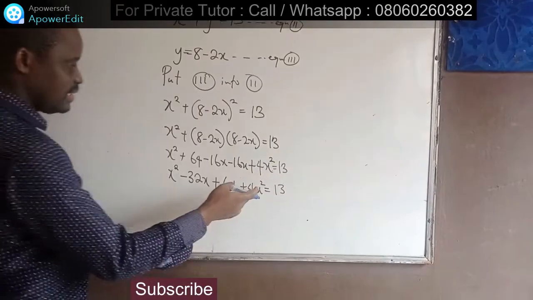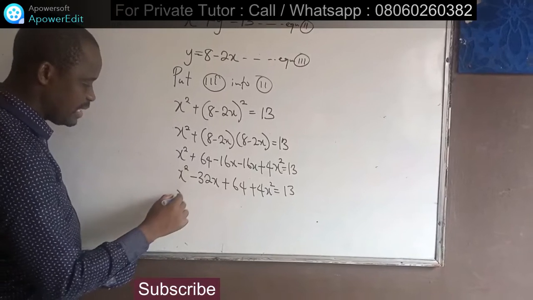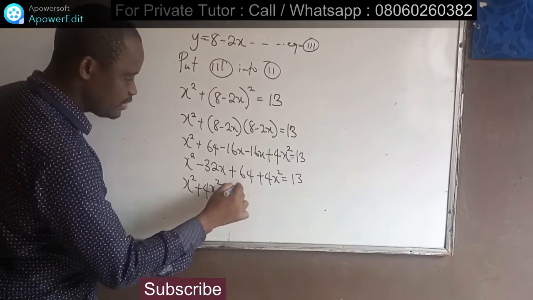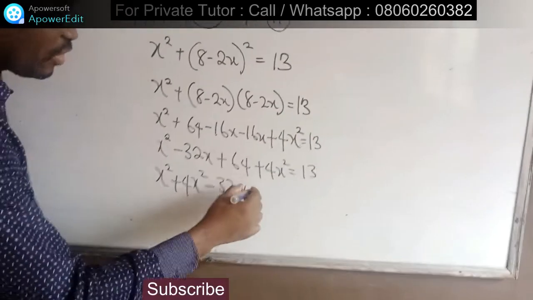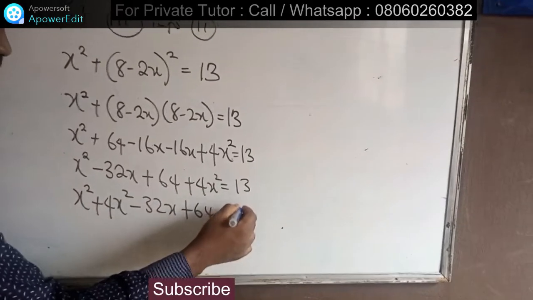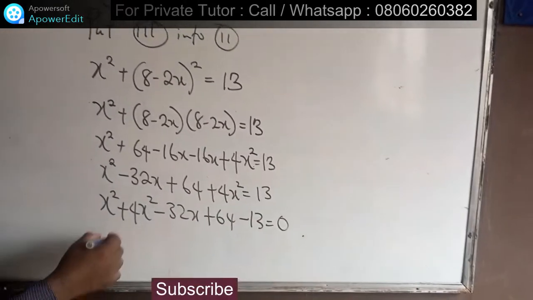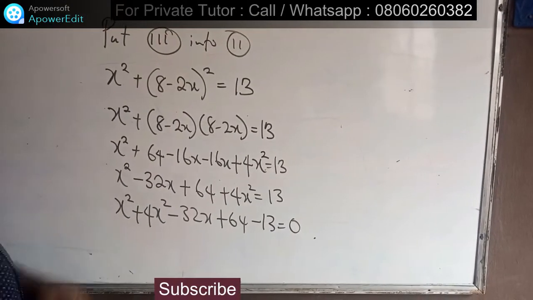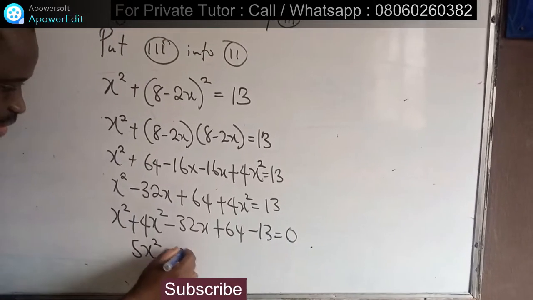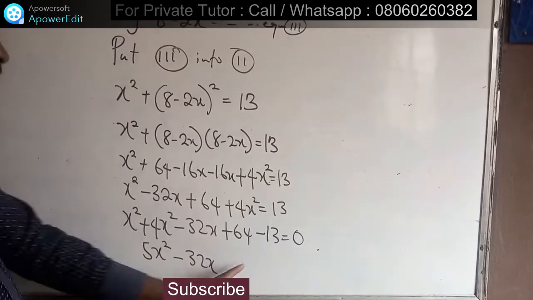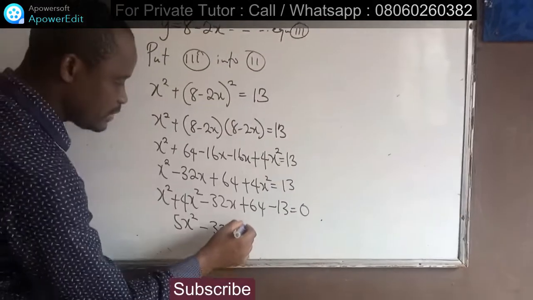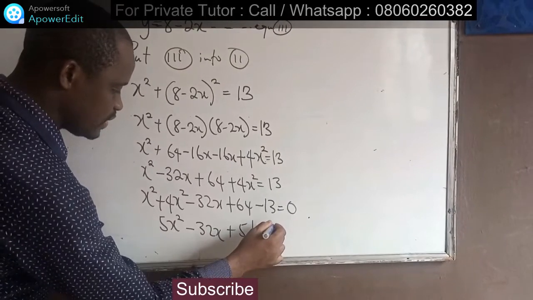Finally, rearranging this, I will take this plus 4x squared to this place. That will be x squared plus 4x squared minus 32x. Remember there's a 64 here, that's plus 64. This comes in as minus 13 equals 0. So that is x squared plus 4x squared will give you 5x squared. Then minus 32x. Then 64 minus 13 gives you 51. That will be plus 51 equals 0.